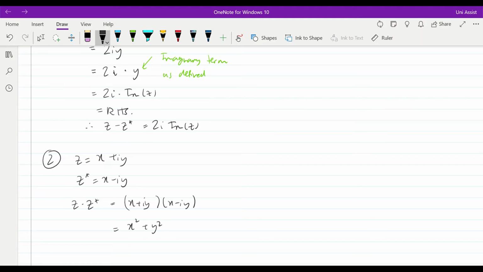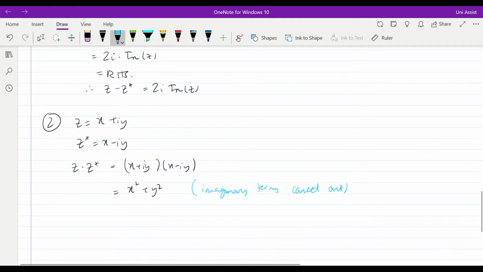Note that the imaginary terms cancel out, so you're actually left with a purely real term in this situation.